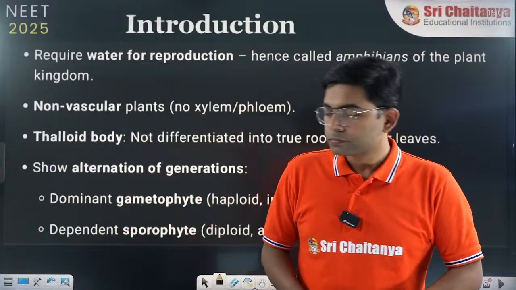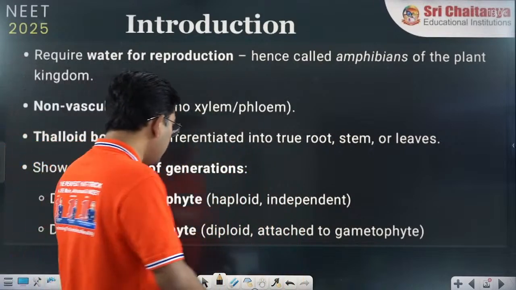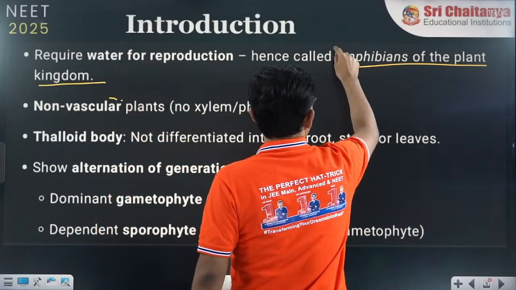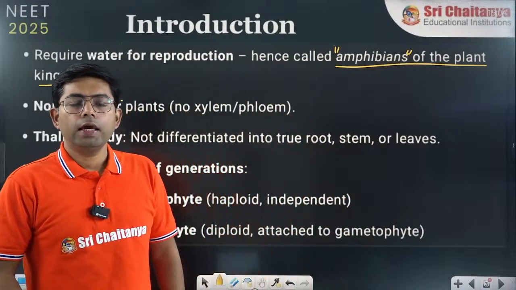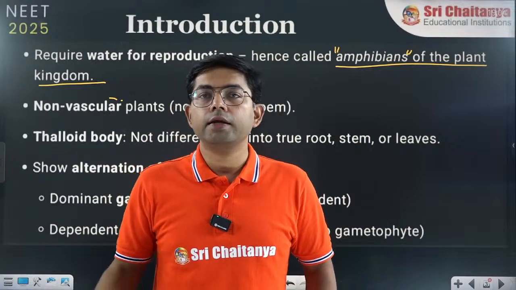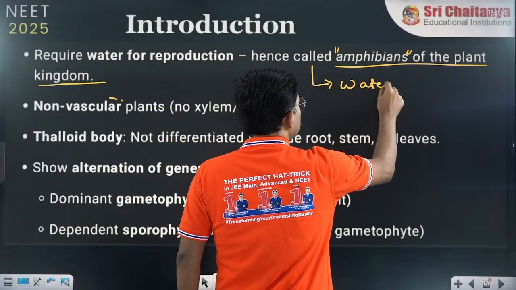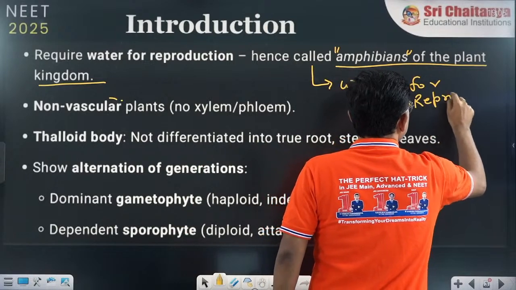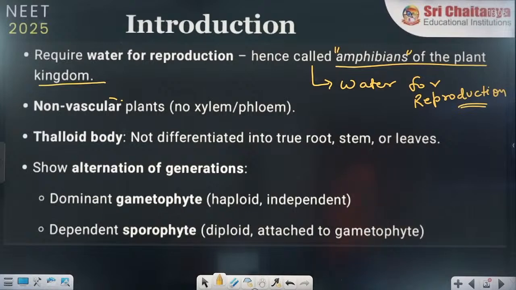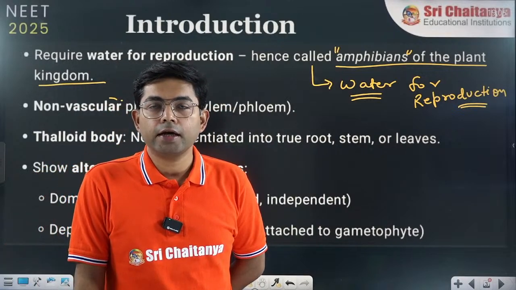So here are some characteristics of bryophyte. First and foremost important thing is that bryophytes are called the amphibians of the plant kingdom. Now what do you mean by amphibian? In the animal kingdom, you all must have studied about amphibians, which need water for reproduction, or which remain on land and water both. So bryophytes also need water for reproduction, that's why they are called the amphibians of the plant kingdom. Is it clear? So, first point.